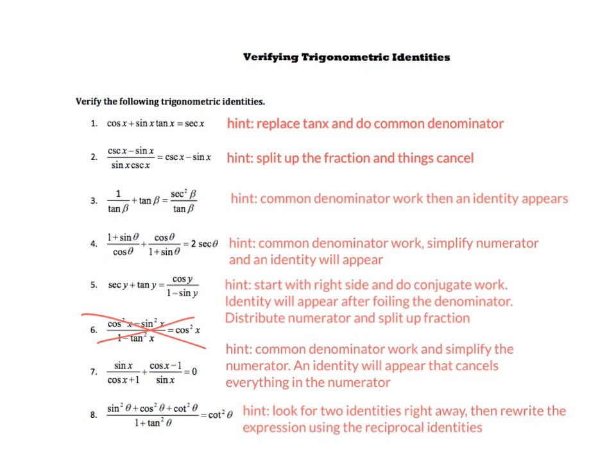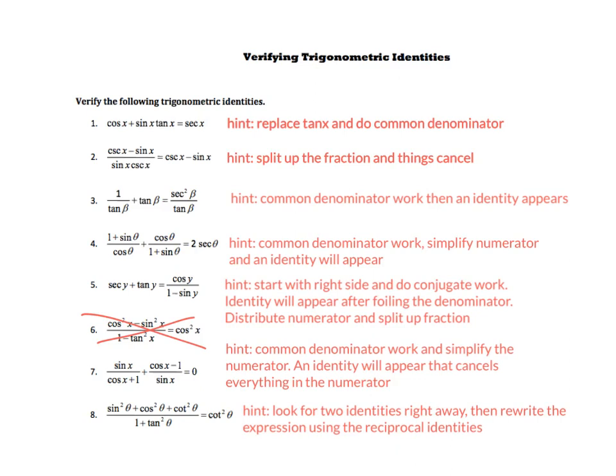So if you look at the home page, there is another practice worksheet that I have for you to try more problems of these today. There's only 7 that you have to work out. You can skip that number 6 down below. But notice I put hints for each problem on how to start. So in the first one, replace tangent with sine over cosine, and you might have to do common denominator work there to maybe bring it as 1.